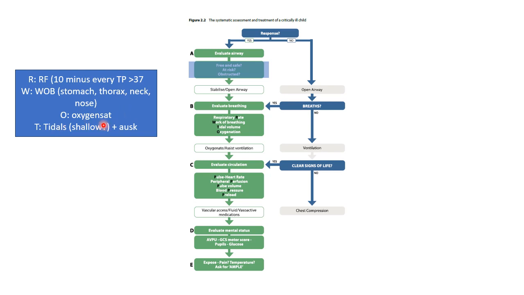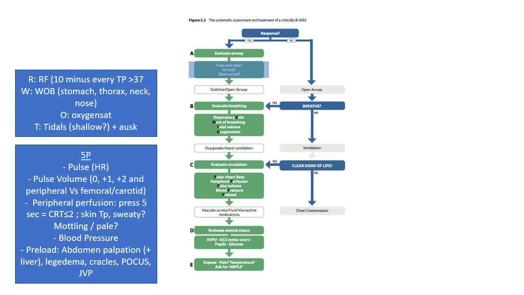And then tidal volume. The EPALS wants you to auscultate the chest here, but also you can check whether the breathing is shallow or deep. Okay. Then you go for the oxygen, of course, and the treatment here is to put on oxygen if they're in a bad way. The saturation for children should be 94 to 98, not superoxic and not hypoxic.